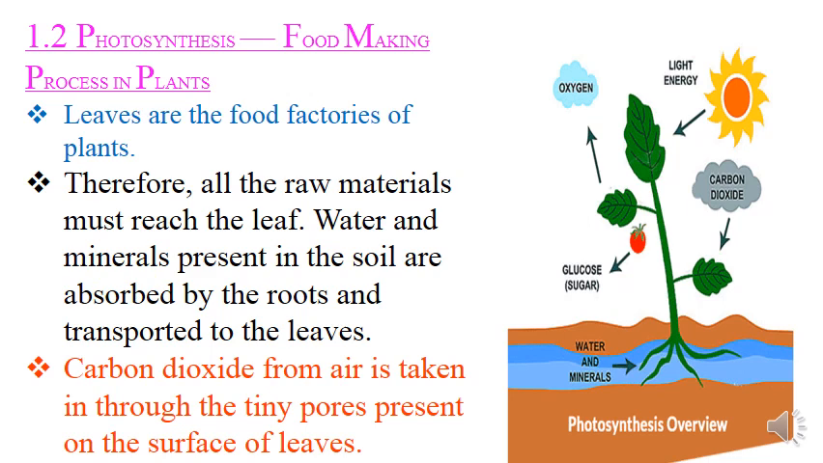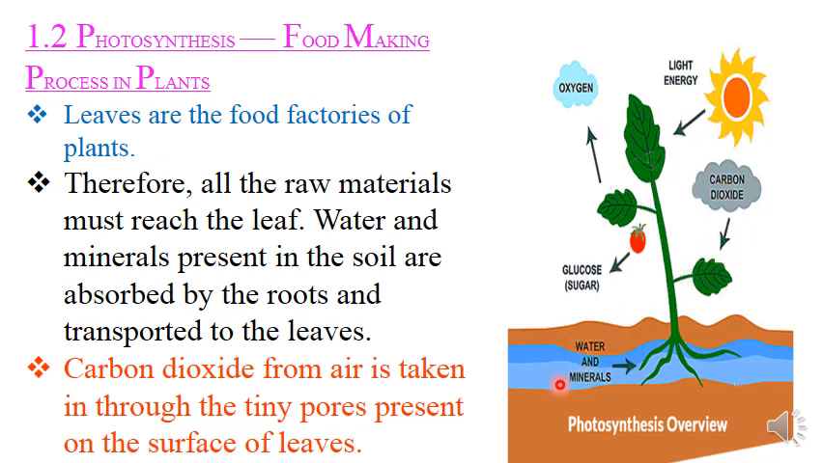Let us discuss photosynthesis, which is nothing but the food making process in plants. Leaves are the food factories of plants. Therefore, all the raw materials must reach the leaf. Water and minerals present in the soil are absorbed by the roots and transported to the leaves. Carbon dioxide from the air is taken in through tiny pores present on the surface of leaves. You can see here carbon dioxide is taken in by the leaves.